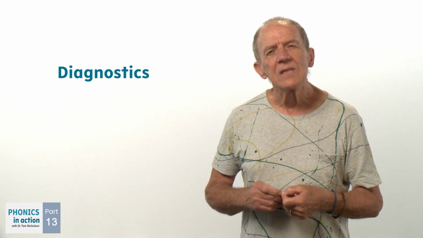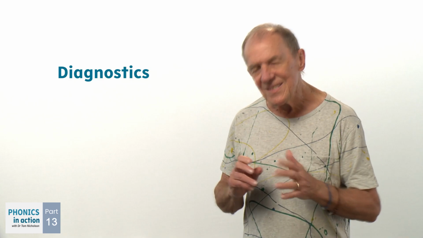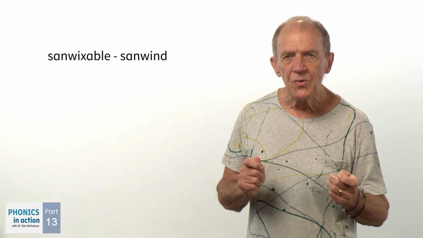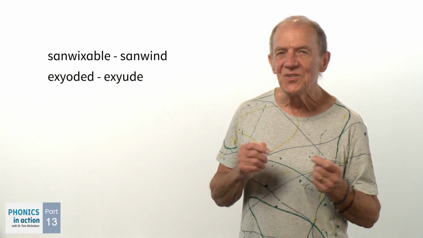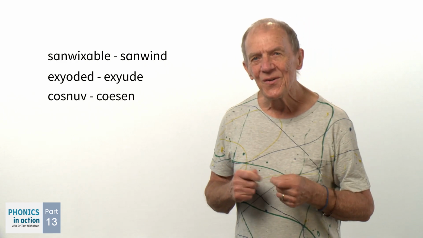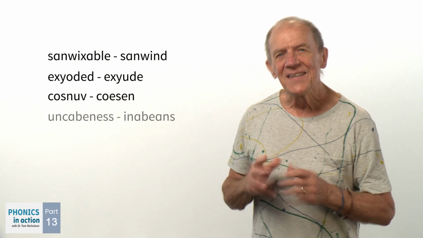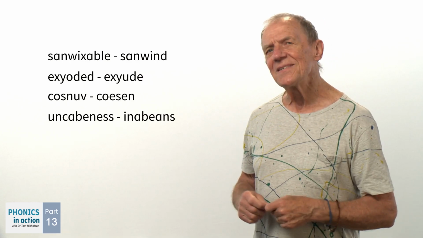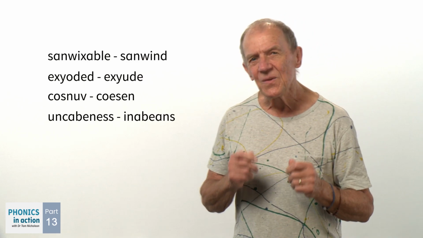Now, for diagnostics, to find out if you do need to teach the big 6 with your students, use the phonics check that we recommend. The last 10 items are polysyllabic words. Possible errors on these words could include reading sandwixable as sandwind, exuded as exude, cosnov as cosen, uncabeness as inner beans. These errors indicate the words are a little tricky.